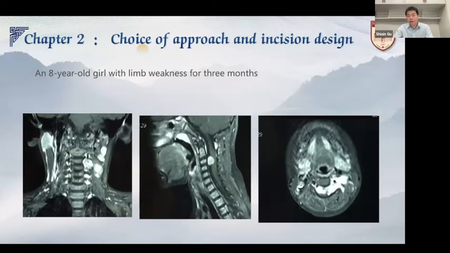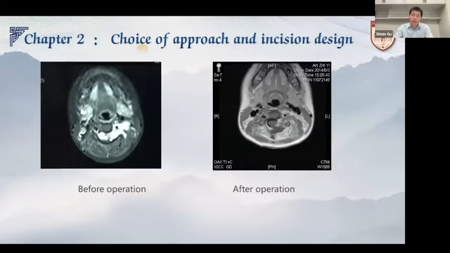How do we formulate a surgical plan for such a little girl? Because this is a child, we strive for a short operation time and less trauma. At the same time, we need to solve her main problem, which is the decrease in muscle strength caused by the compression of the spinal cord. Therefore, the surgical plan we chose was to do the posterior approach in one stage and remove the tumor in the spinal canal. On the right is the MRI after the operation.